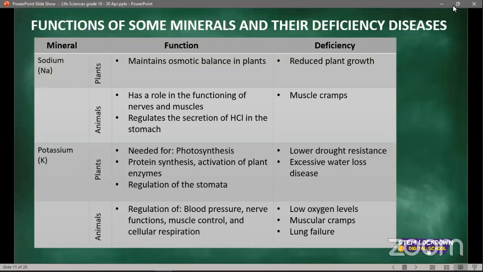So we are equalizing the concentration of these two, meaning of water and salt. They are equalized. So sodium maintains osmotic balance so that there isn't more water in plants or more nutrients in plants. So it's just neutral, okay? So there's a balance in those. So the deficiency of sodium leads to reduced plant growth.